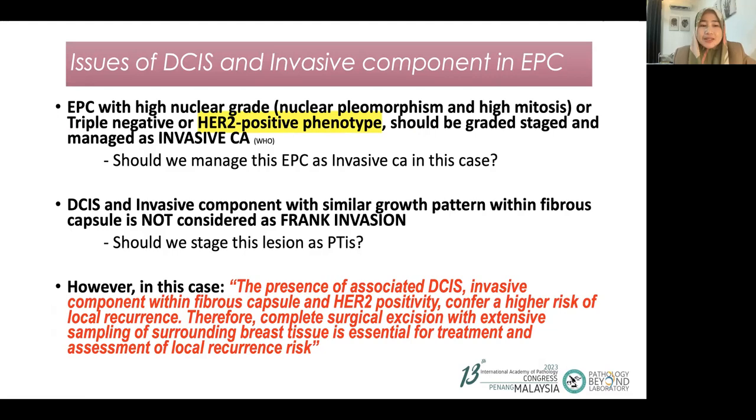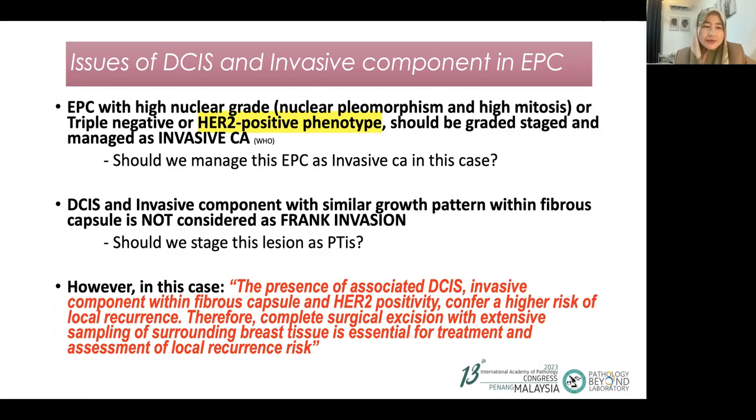All right. So, regarding DCIS and invasive component with similar growth pattern, it's still within the fibrous capsule, which is not considered as frank invasion. Therefore, we still stage this lesion as pTis.